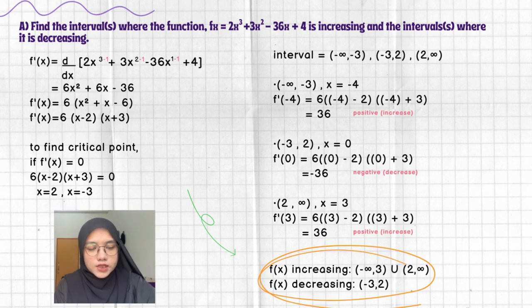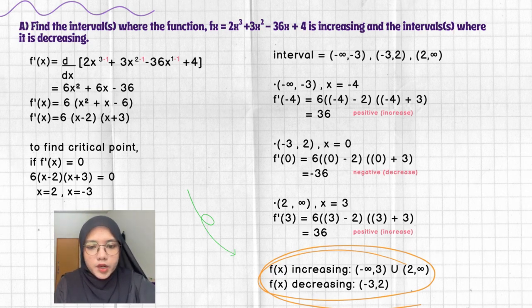Today I will present question A, which is: find the interval where the function f(x) equals 2x^3 + 3x^2 - 36x + 4 is increasing and the interval where it is decreasing. So, to determine the interval, we first find the derivative of f(x).